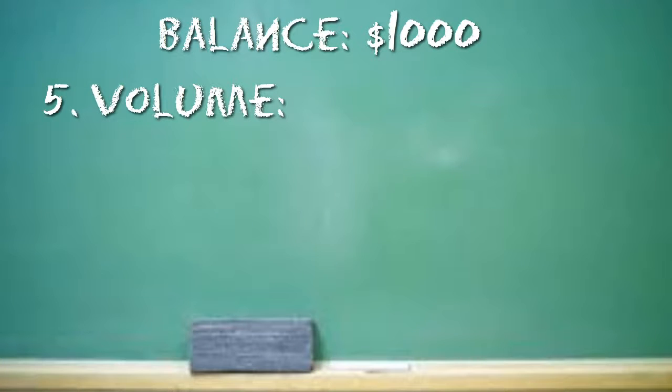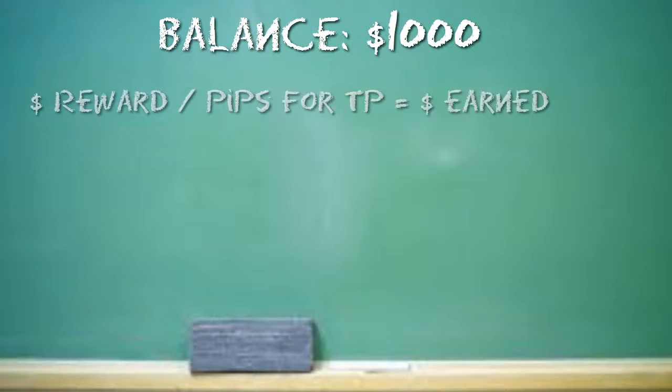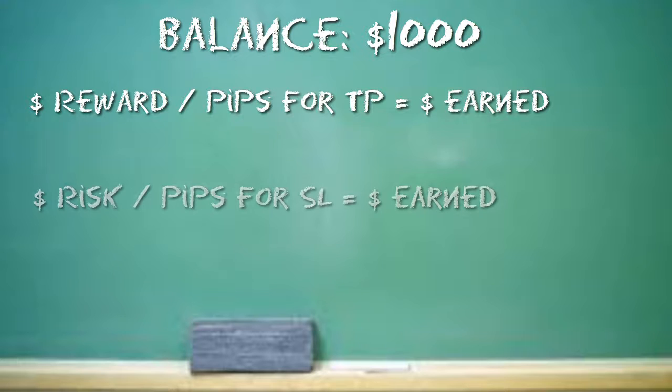For those who are itching for it, now we will decide on our volume. We do this last because often we overexpose ourselves by choosing the size of our trades without considering the size of our accounts themselves. We will use this simple formula for this. The amount of reward over the pips for take profit will equal the amount you've earned. The amount of your risk over the pips for stop loss will equal the amount that you are in a minus.